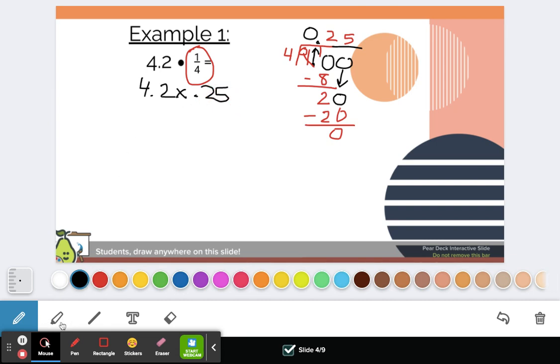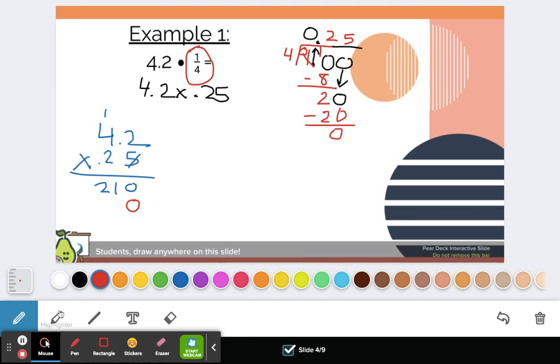So now what we're going to do is multiply 4.2 times 25. So let's do that in blue. So 4.2 times my 0.25 hundredths. 5 times 2 is 10. 5 times 4 is 20 plus 1 more, 21. So I'm done with this one. Remember, I have to add a 0 for my placeholder.